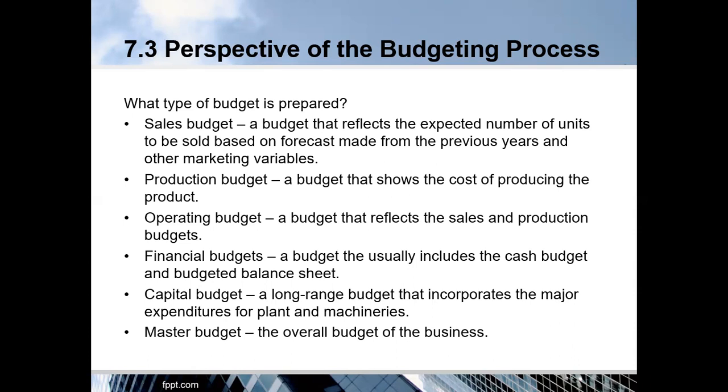Operating budget, a budget that reflects the sales and production budget. Financial budget, a budget that usually includes cash budget and budgeted balance sheet. And then capital budget, a long-range budget that incorporates the major expenditure for plant and machineries. Kumbaga parang ito yung mga non-current assets. Yung mga budget natin para doon. Master budget, the overall budget of the business. Parang din, yung kabuuang financial position.